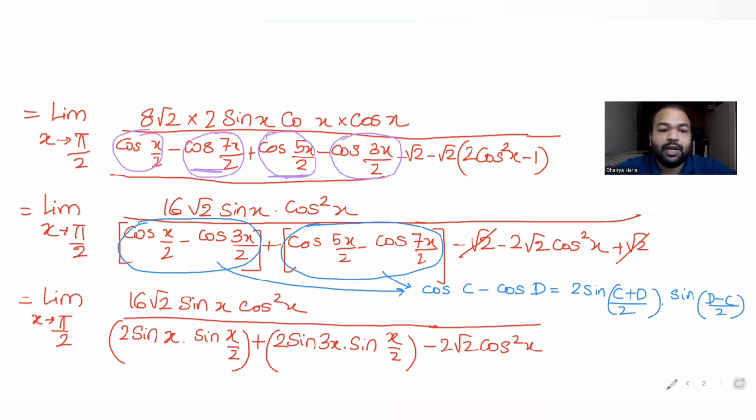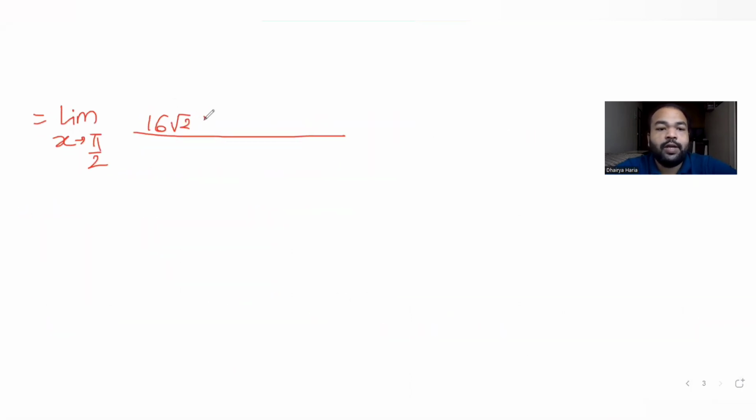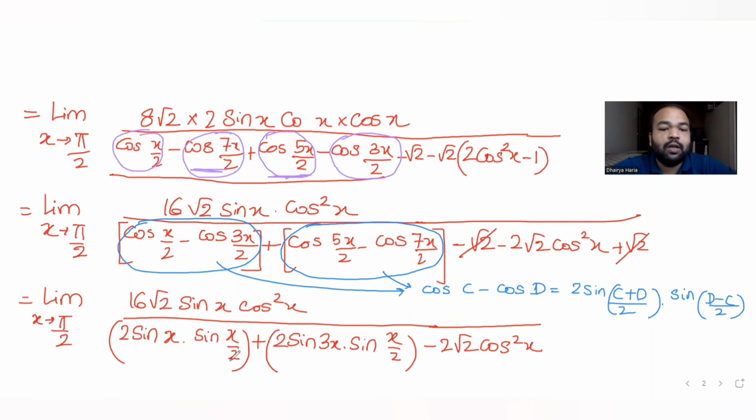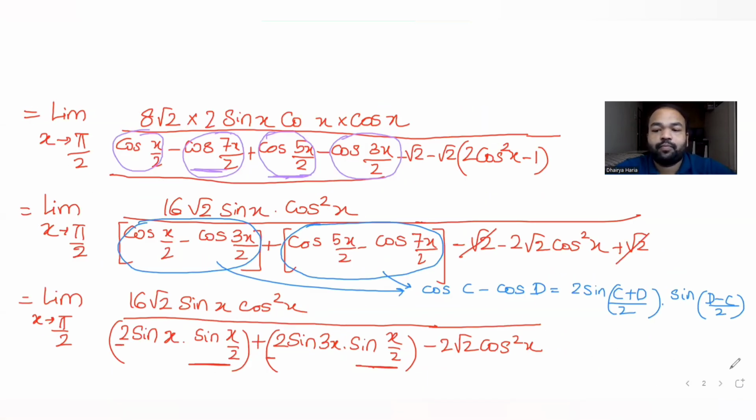So let's see that on the next page. I have limit x tends to pi by 2. Numerator is still 16 root 2 sin x into cos square x. Denominator I have now. I can see 2 and sin x by 2 can come out common, right? So I can take it common again.